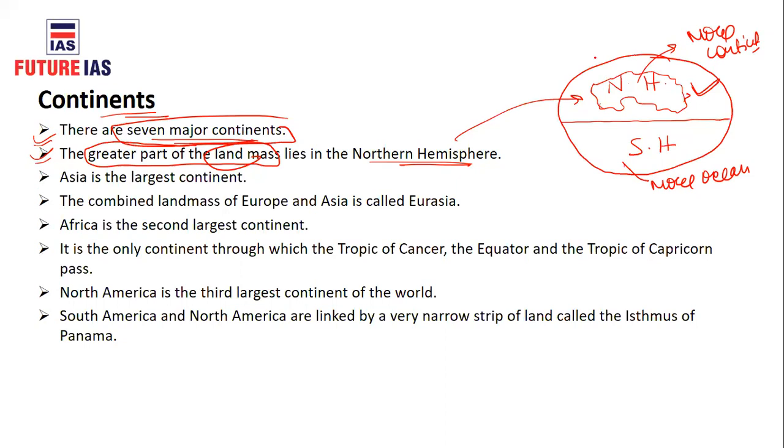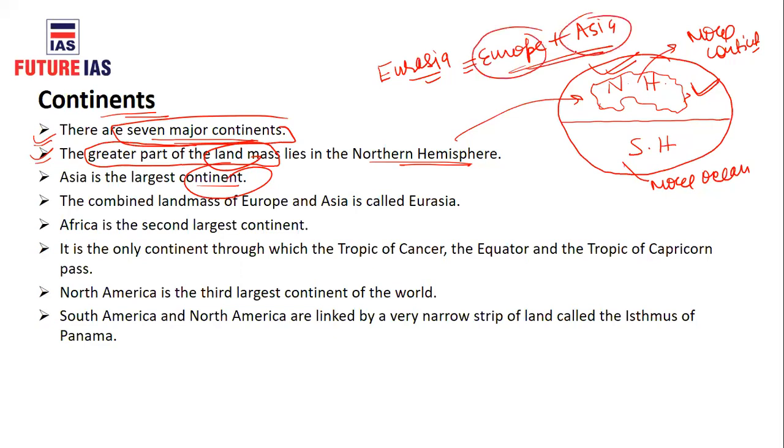In the northern hemisphere, you will have Asia, which is the largest continent. And the word which is flashing is Eurasia. Eurasia means Europe plus Asia. These are two different continental masses, and the combined mass is called Eurasia. After Asia, the largest continent, Africa is the second largest continent on the earth.